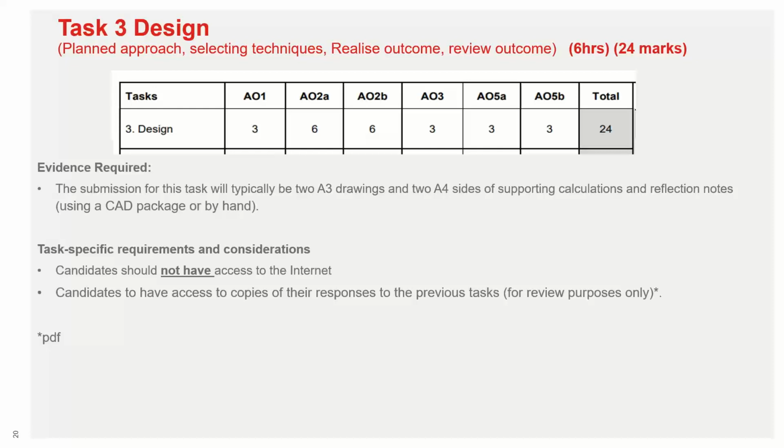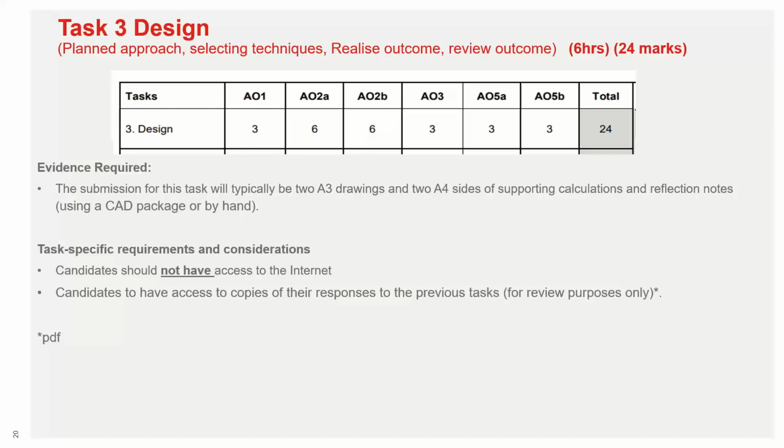So what do we require? So the submission from the learners to you will typically be 2 A3 drawings and 2 A4 sides of supporting calculations and reflection notes, using either a CAD package or by hand. So this is where it becomes task specific. They do not have access to the internet.